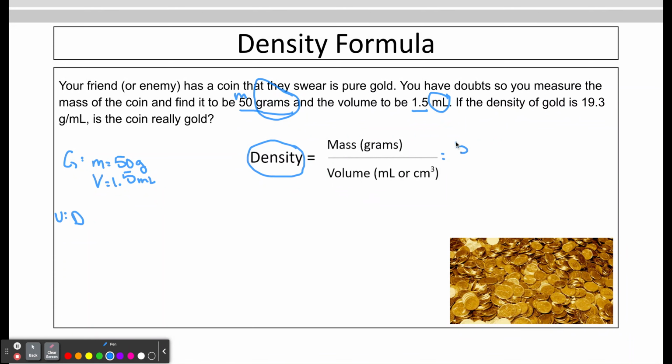So it's going to be 50 grams divided by 1.5 milliliters, which equals 33.3 grams per milliliter. If gold is 19 and the density of whatever object your friend tries to sell you is 33, that means it's not gold. There's no way it's gold. The densities don't match. No matter how much or how little gold you have, the density will always be 19.3. That's what I mean by density as an intensive property.